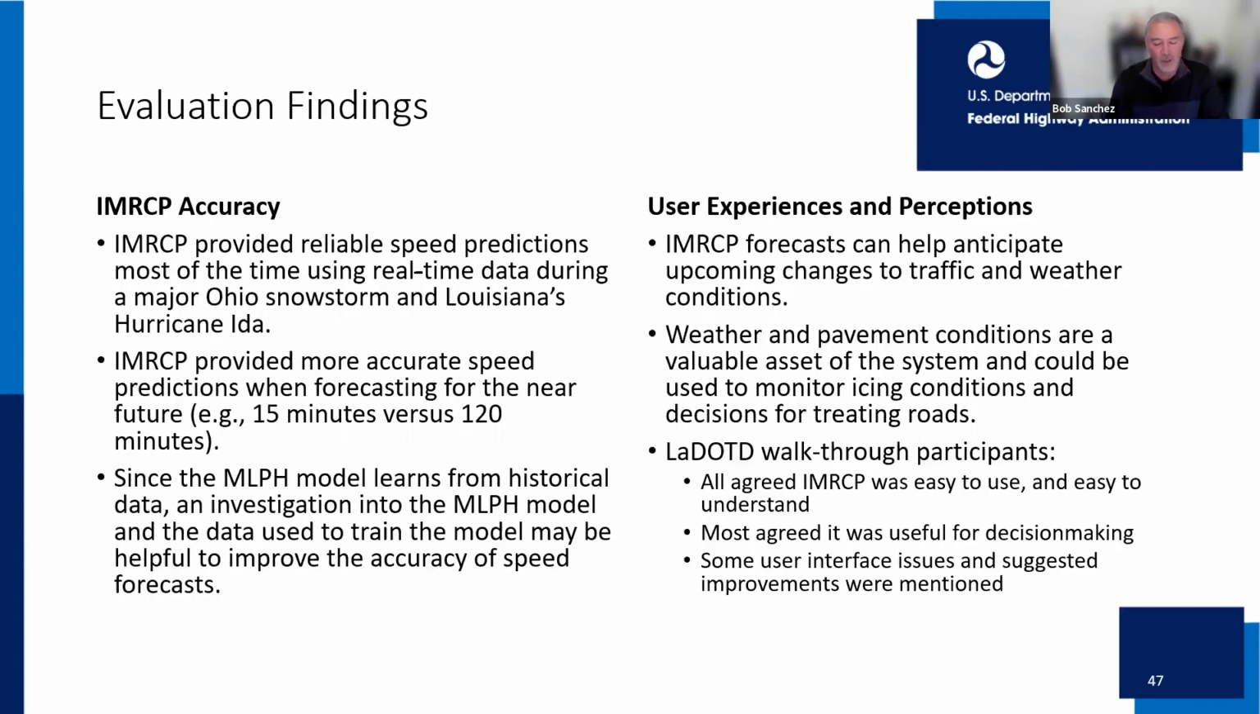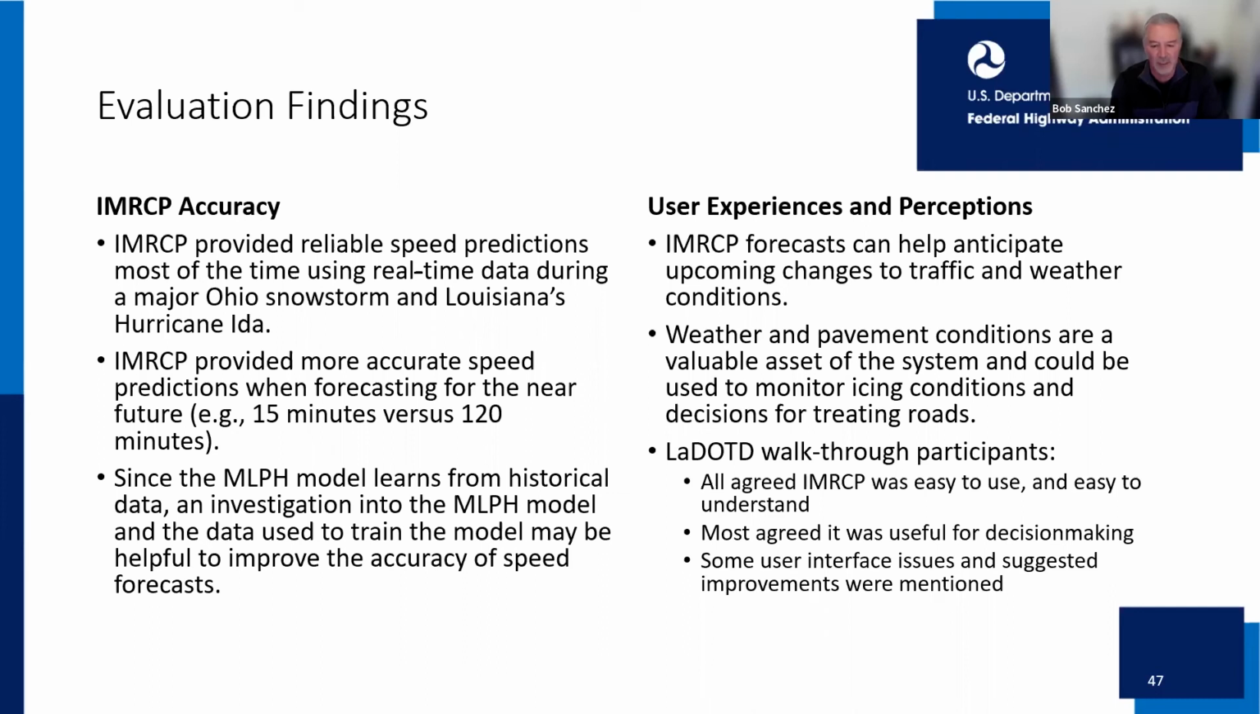Thanks. So, evaluation findings. In terms of the accuracy, in both Ohio and Louisiana, when we looked at the reliability of the speed predictions and forecasts, they were generally pretty good. It was also the case with the pavement temperature, that when we looked at pavement temperature up in Ohio, those worked out pretty well. They pretty well matched up with what we had seen from the real data, the actual data. Let me see the second.